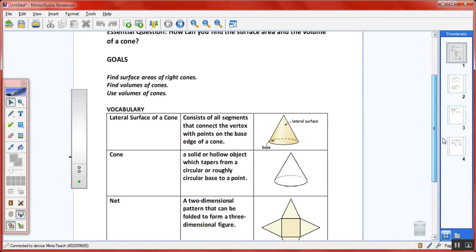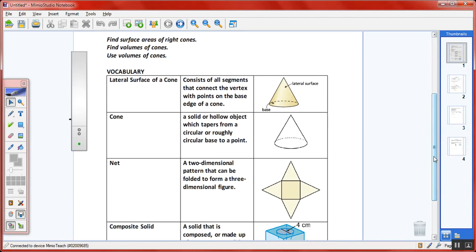So goals for answering that question, who wants to read those for me? Yep. Find surface areas of right cones, find volumes of cones, and find and use volumes. So we're going to look at surface area and volume of the cones today, and then we're going to use that. So here's what we need to understand, kids. A cone. Does everybody understand what I talk about when I have a cone? Okay.